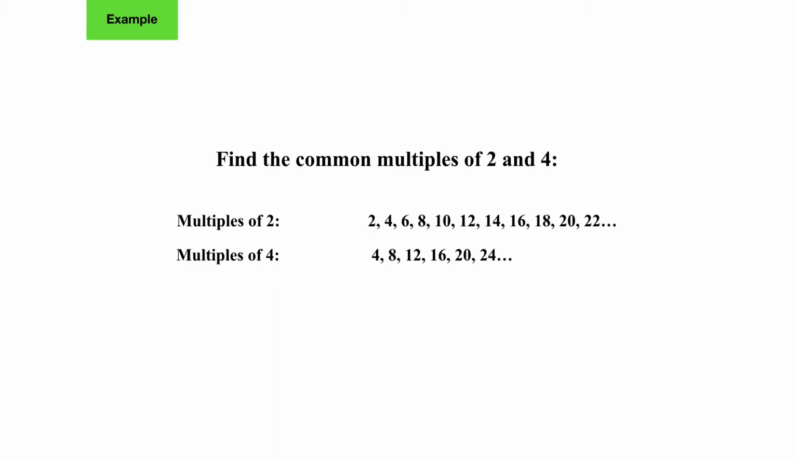For example, if we need to find the common multiples of 2 and 4, we will see that the multiples of 2 are 2, 4, 6, 8, 10, and so on. And the multiples of 4 are 4, 8, 12, 16, 20, 24, and so on. The common multiples are those numbers that are present in both lists and are equal. Those are the common multiples: 4, 8, 12, 16, 20, and so on.